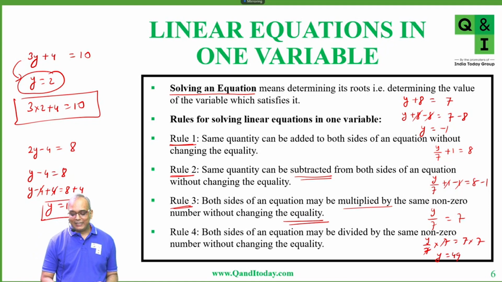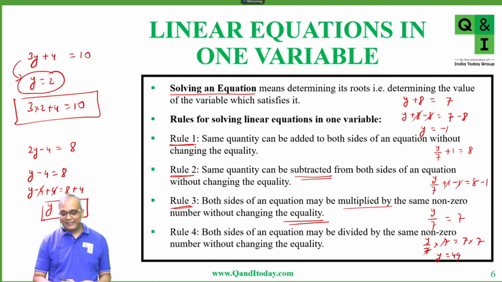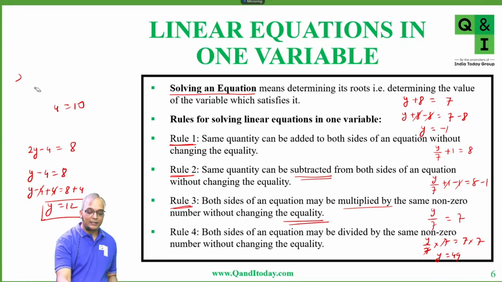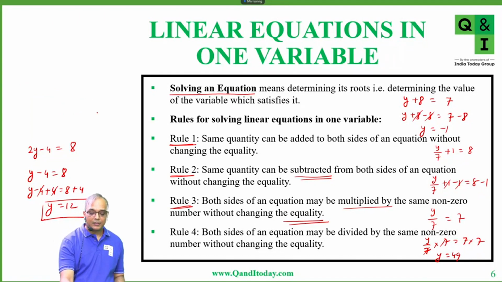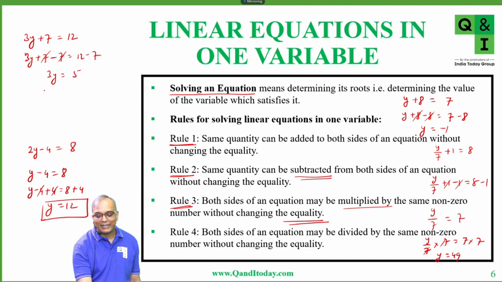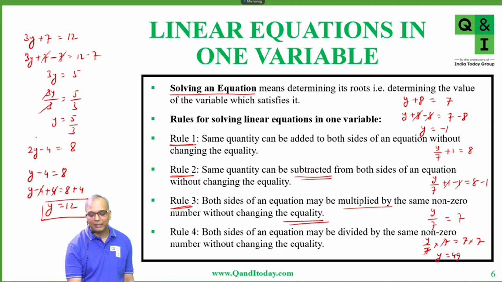Rule 4 says that both sides of an equation may be divided by the same non-zero number without changing the equality. Okay, so I'll rub it here and then explain this. So let's say we have 3y plus 7 is equal to 12. If I subtract 7 from both the sides, I'll have 12 minus 7 on this side. So this is 3y is equal to 5. And then I can divide both sides by 3. This gets cancelled. I get y is equal to 5 by 3.